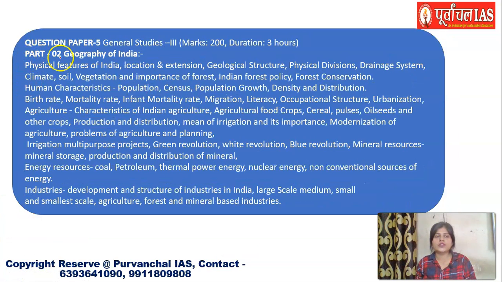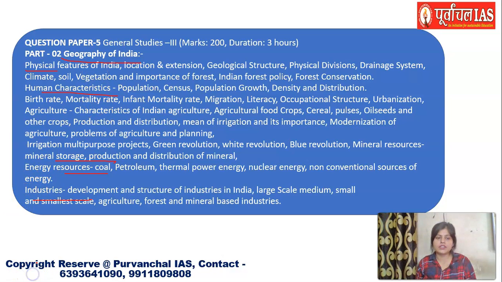Then in the part 2, you have geography of India, which includes this physical geography, having location, extension, drainage, etc. Then you have human geography, which talks about population, population growth, density, migration, literacy. You have Indian agriculture, their characteristics. You also have mineral storage, energy resources, industries. That means physical geography, human geography, and economic geography. All of these are to be completed here in terms of India.